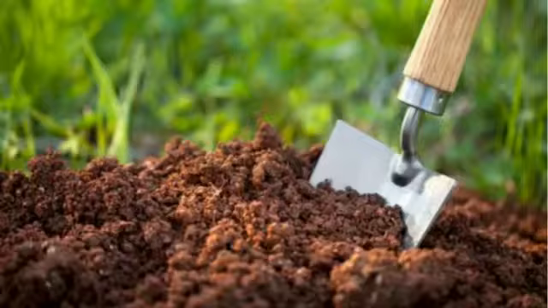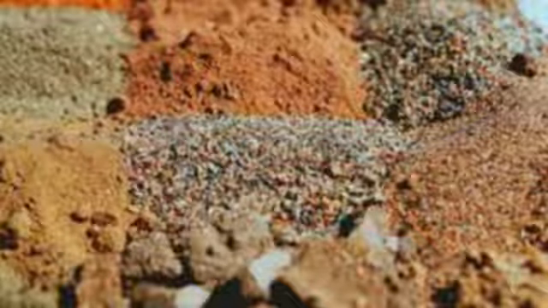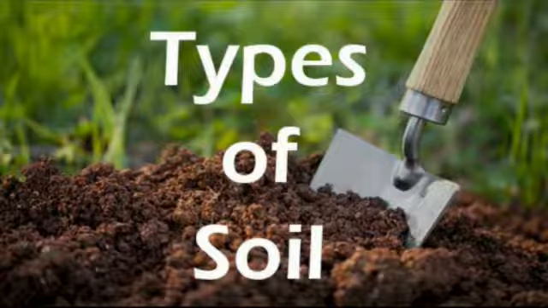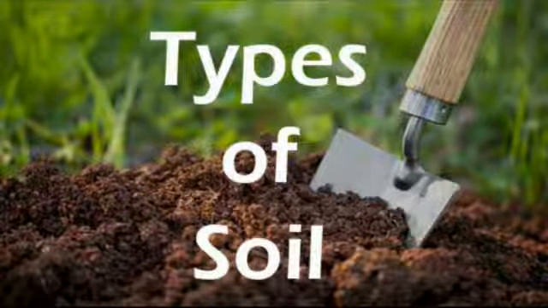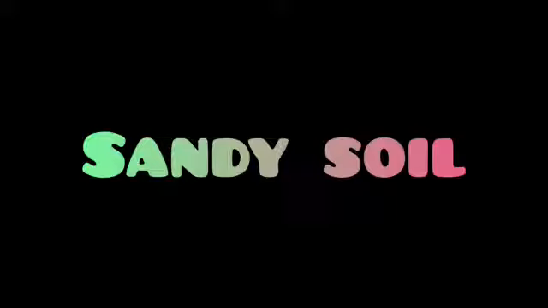We have already studied how soil is formed. Now, depending upon the amount of different types of particles present, the soil is of different types. So kids, there are 3 different types of soils: sandy soil, clay soil and loamy soil. Let us look at the first one, that is sandy soil.